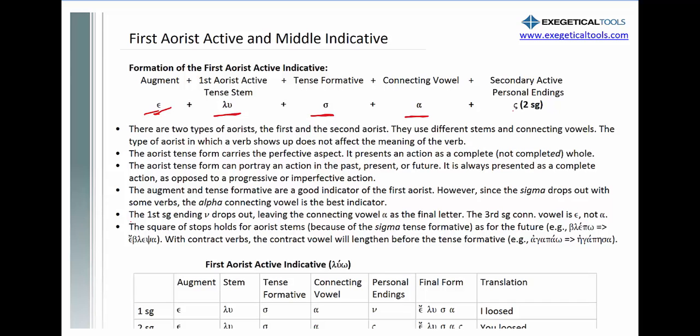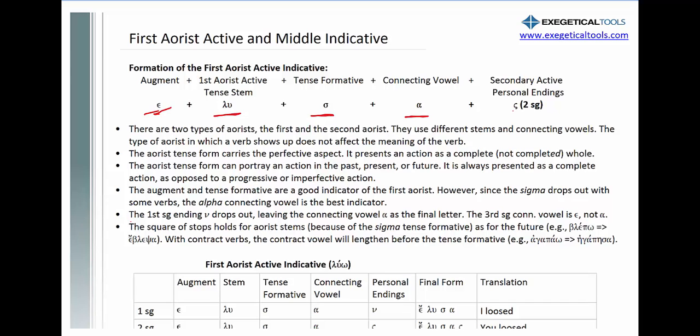Now, as we said, there's 2 different types of aorist. There's the first and the second aorist. They use different stems and different connecting vowels. The type of aorist in which a verb shows up doesn't affect the meaning of a verb, so you can have some verbs actually have a first and a second aorist form, but that doesn't change the meaning at all. It means the exact same thing, it's just that the form is slightly different.